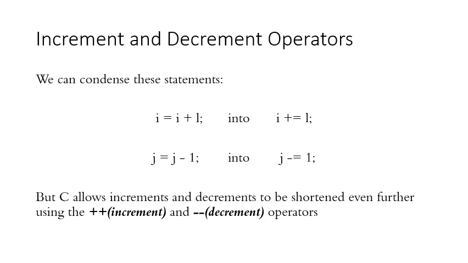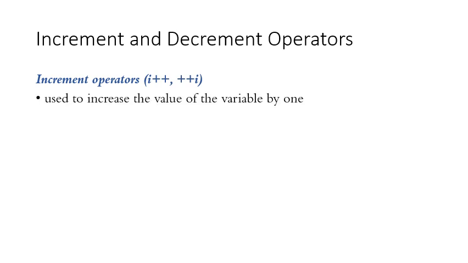But in C, it allows us to increment and decrement variables with a more shortened version using the plus plus and the minus minus operators. Okay, so at first glance, the increment and decrement operators are simplicity itself. Plus plus adds 1 to its operand, whereas minus minus subtracts 1.